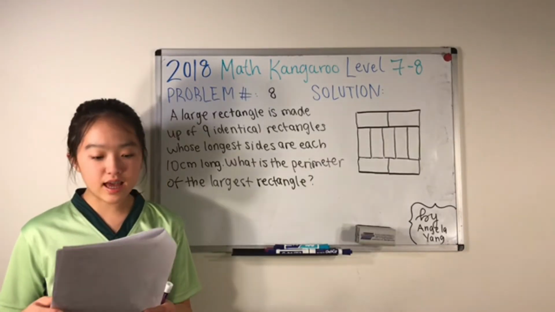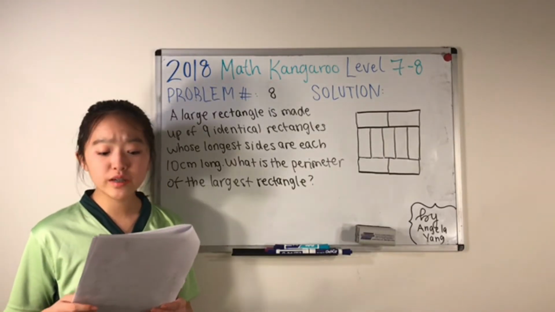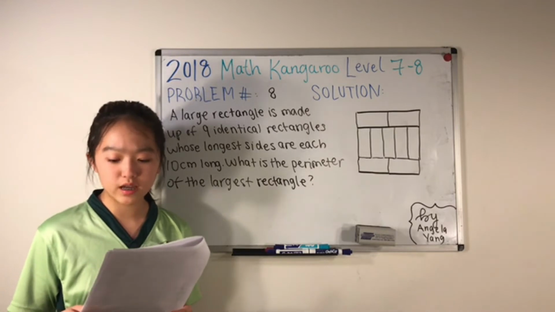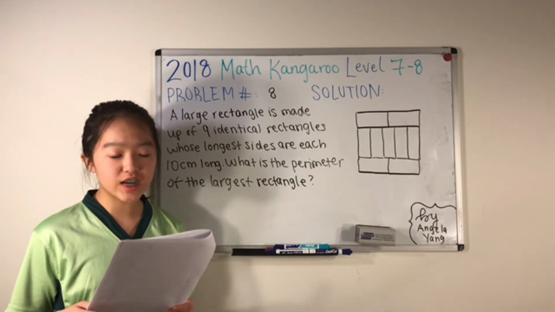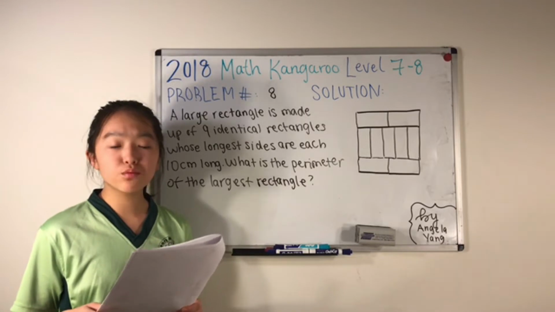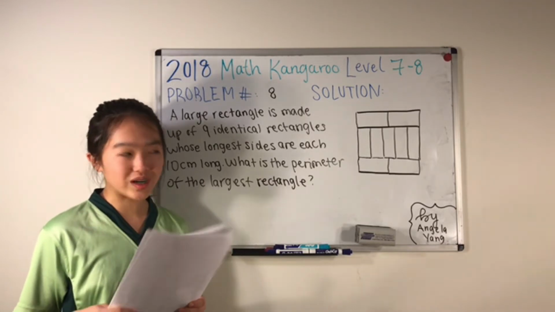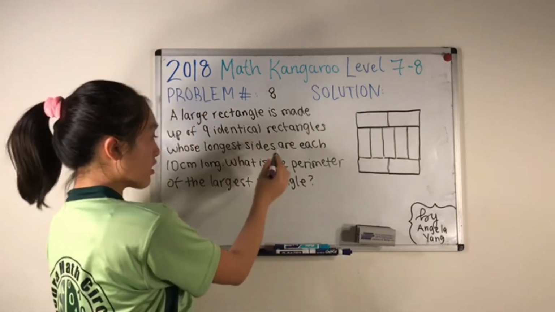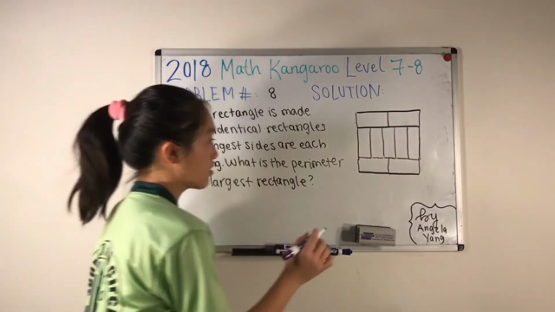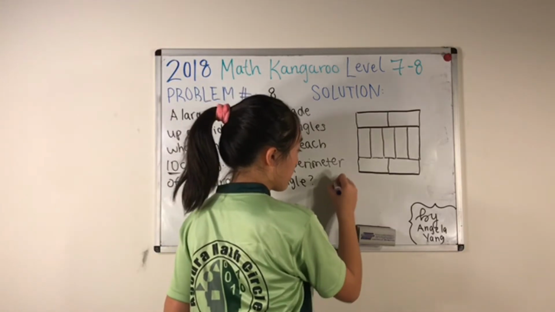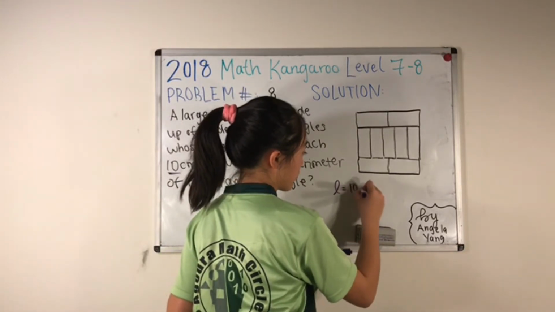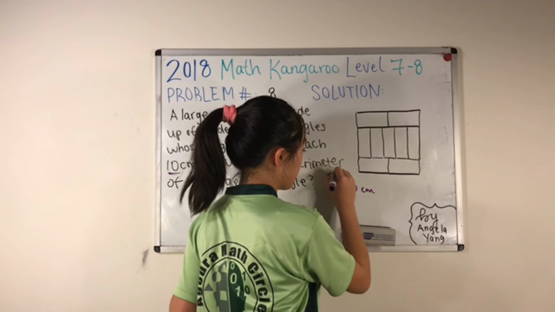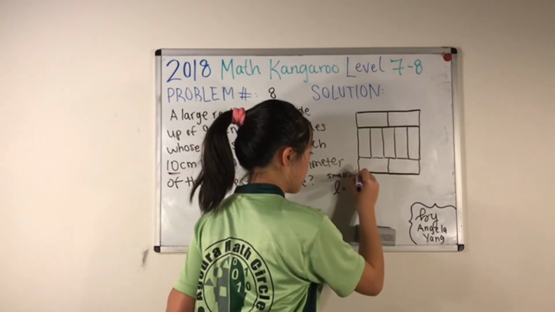Problem number 8 says, a large rectangle is made up of 9 identical rectangles whose longest sides are each 10 centimeters long. What is the perimeter of the large rectangle? Okay, so in order to solve this, we know that the longest side is 10 centimeters long. So that means that L equals 10 centimeters when we're talking about the smaller rectangles.